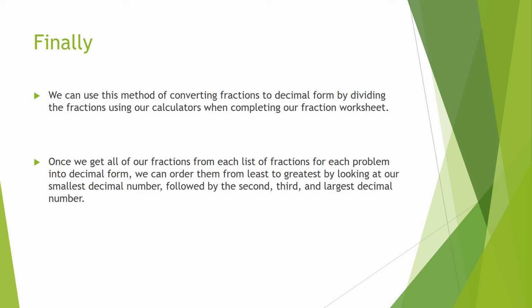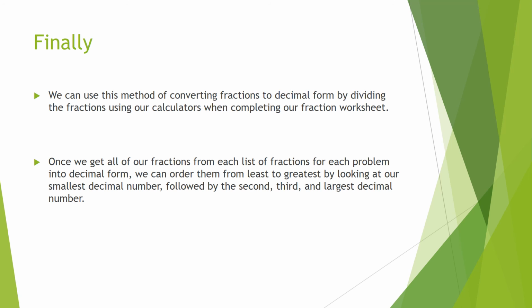So we can use this method of converting fractions to decimal form by dividing the fractions using our calculators when completing our fraction worksheet. We can use the decimal forms of fractions to guide us to see which fraction is the smallest in the list of fractions, followed by the second, third, and finally the largest decimal and fraction number. We can use this method when completing problems with a list of 2 fractions, 4 fractions, such as in this example problem, or even 10 or more fractions in a list.